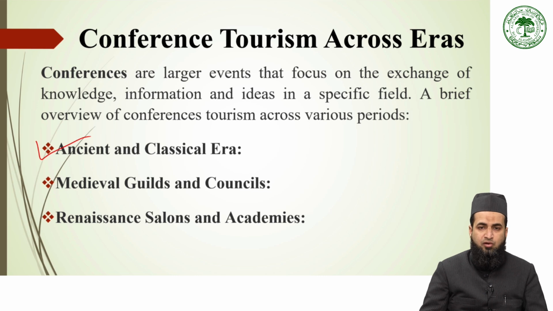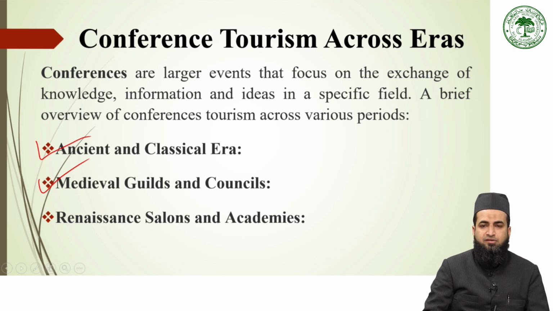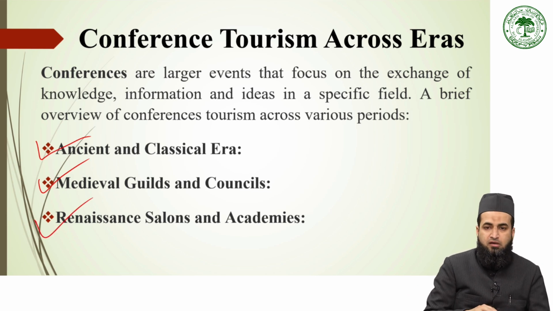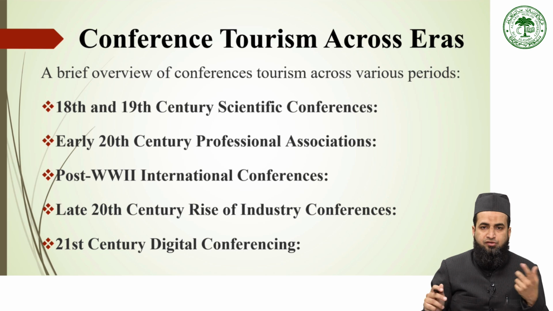The medieval guilds and councils: during the medieval period, guilds and trade associations held meetings and conferences to discuss industry practices, regulations, and trade agreements. These gatherings were crucial for networking and establishing standards. In the Renaissance, salons and academies emerged as intellectual hubs where artists, scientists, and scholars gathered to discuss and promote advancement in art, science, and philosophy. These events contributed to the dissemination of knowledge.